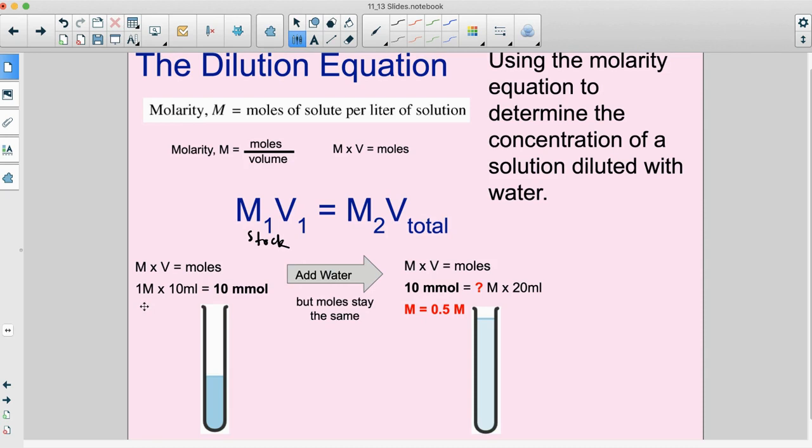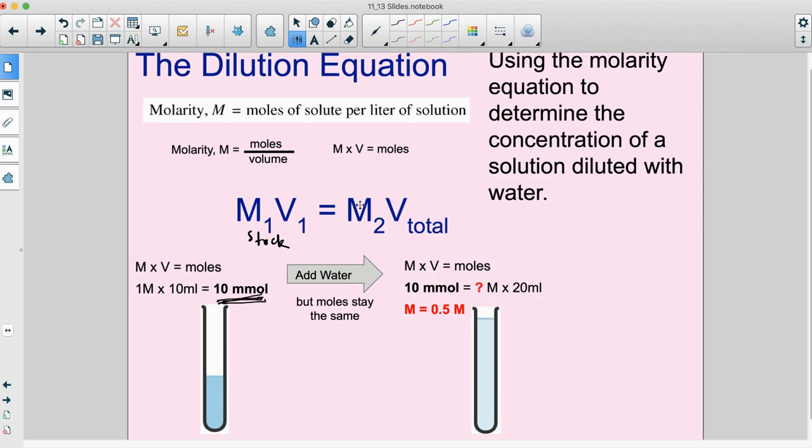If we have 1 molar stock solution and 10 milliliters of it, we multiply those and we get an amount of millimoles. Don't worry too much about millimoles. It's the same as moles, it's just a thousandth of a mole. That's what you get when you multiply molarity and milliliters. So the moles, even when you add water, the moles stay the same. So that 10 millimoles equals some concentration times the new total volume.